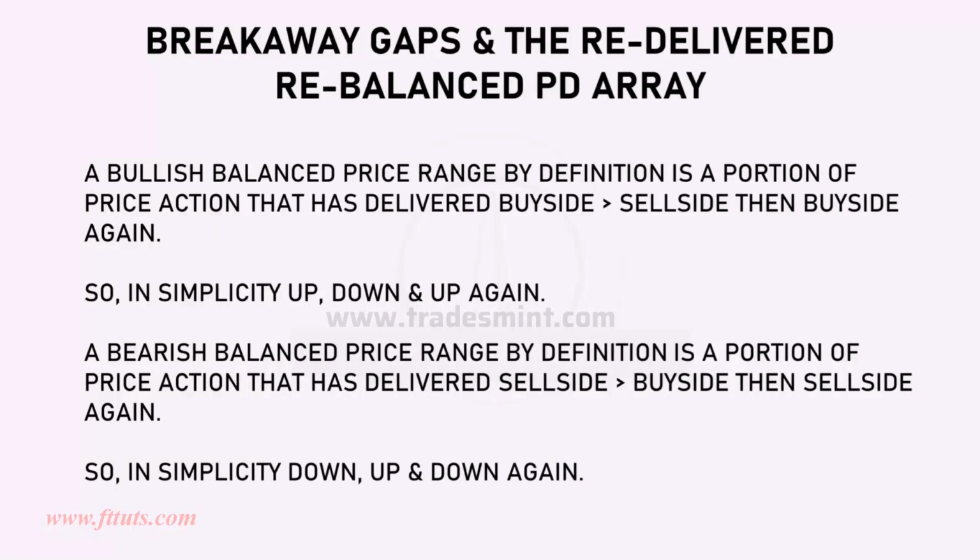And this will also be very nice to include in your arsenal to identify certain breakaway gaps. So a bullish balanced price range by definition is a portion of price action that has delivered buy side, sell side, and then buy side once again. So in simplicity, up, down, and then up again. Inversely, a bearish balanced price range by definition is a portion of price action that has delivered sell side, buy side, and then sell side again. So in simplicity, down, up, and then down again.